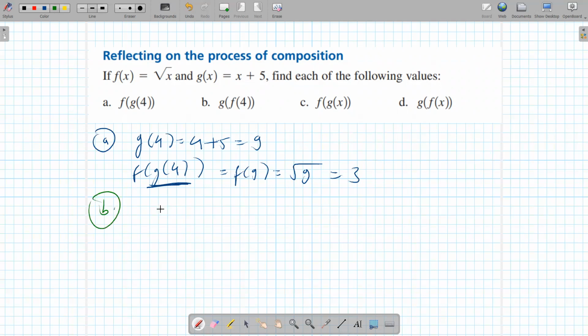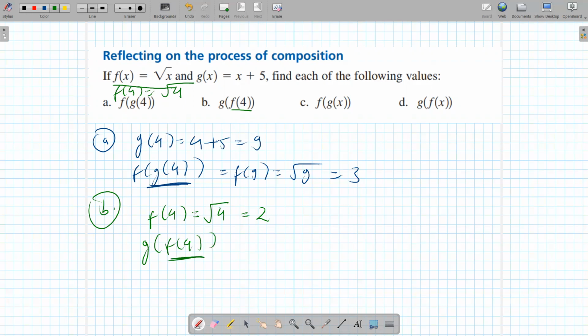You want to try B? What's f of 4? First, do this bit, f of 4. They've given you a function f of x, right? What would f of 4 be if f of x is root x? You're just going to replace, see, f of x is root x, so for f of 4, you simply replace that x with a 4. So it'll be root 4, right? Which is a 2.